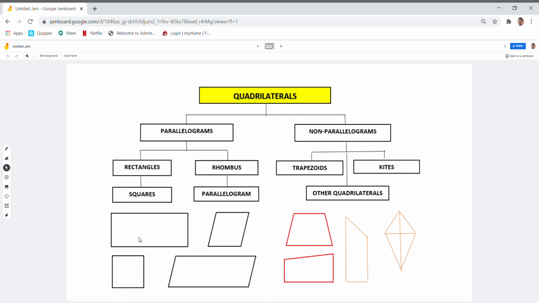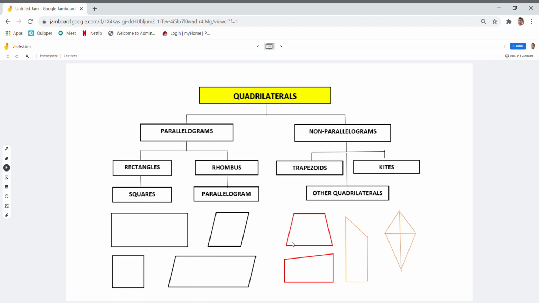For example, as you can see here, I have the rectangle below under parallelogram. We have here rhombus, and we have here a square and a parallelogram. This is how a parallelogram looks like. Alright, the rhombus seems like a tilted square, and the parallelogram is just like a tilted rectangle. All these are parallelograms. Now, on the other side are examples of non-parallelograms.